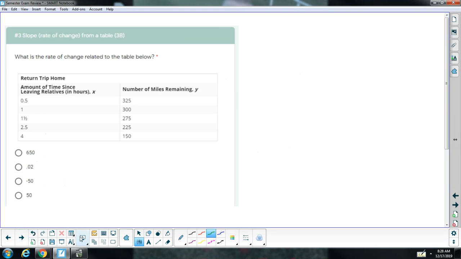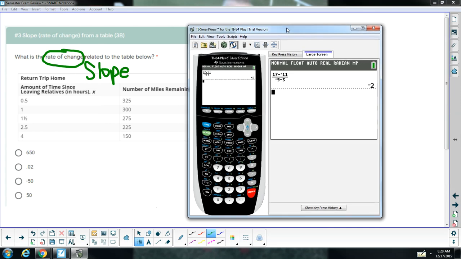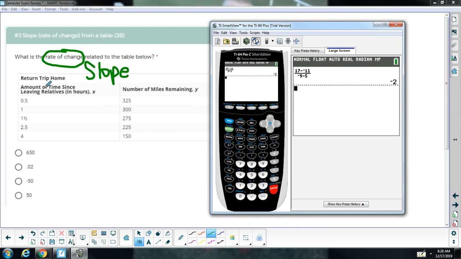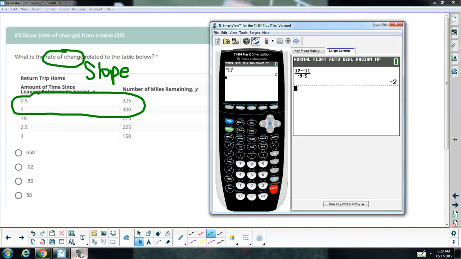Number 3, what is the rate of change? So we've talked about this. Rate of change, it just means slope. So we're looking for the slope. So once again, I'm going to get out my calculator. And I'm just going to pick 2 points over here. Again, creature of habit, I like to pick the first 2 points, especially using my calculator. It doesn't really matter, positive, negatives, decimals or not.